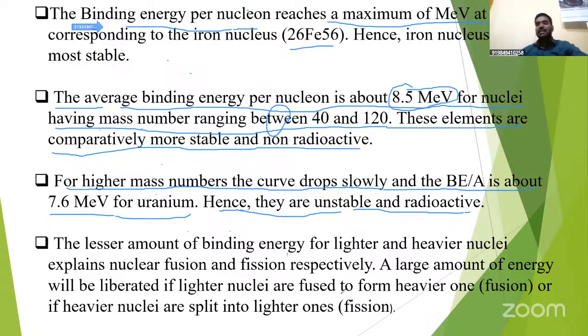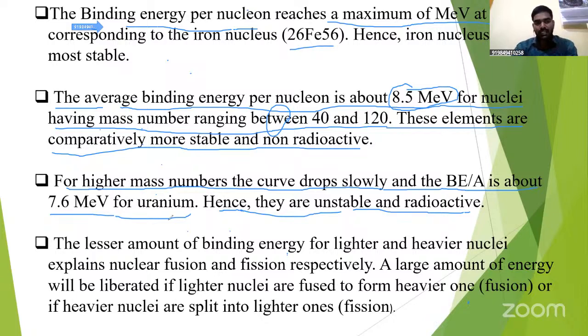A large amount of energy will be liberated if lighter nuclei are fused to form a heavier one. If so many light nuclei are combined to form a heavier one, the energy released will be more. That is called fusion. Small nuclei are combined to form a large one, or if heavier nuclei are split into lighter ones, fission happens.